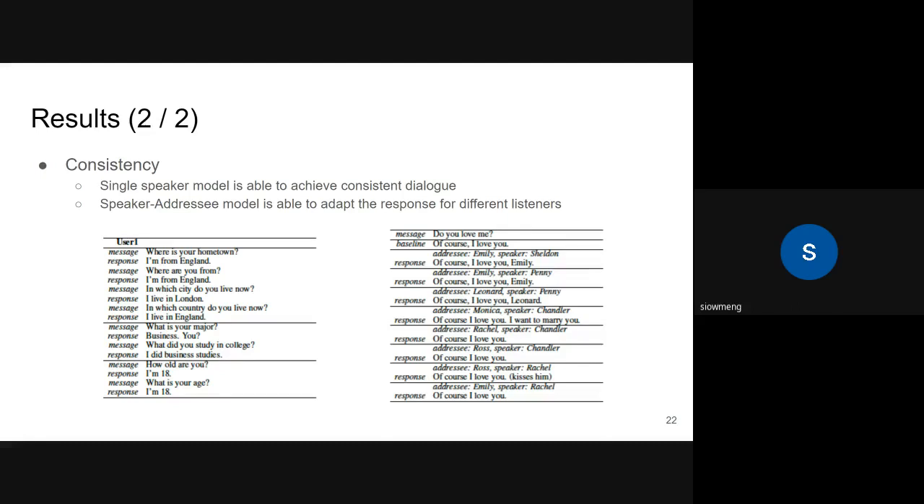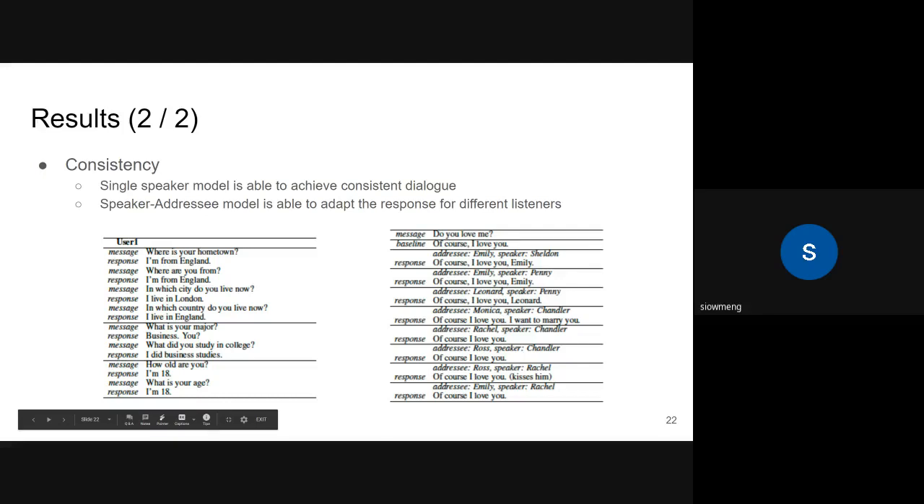And the speaker-addressee model is able to adapt its responses to different listeners. On the right, you can see the speaker-addressee model. Depending on who you are speaking to, you get a different response. Like, I'm speaking to Emily, so it puts in I love you, Emily. And the other more interesting thing is the second last one, where it is able to tell that the addressee is a guy, so it puts kisses him in the parentheses.